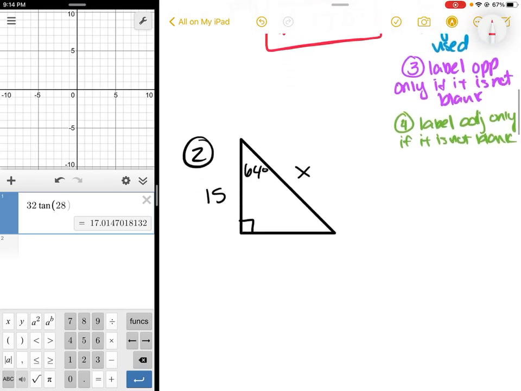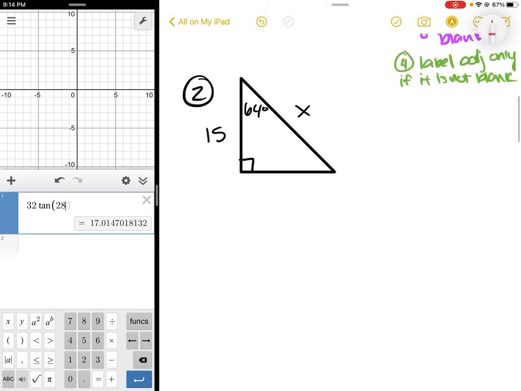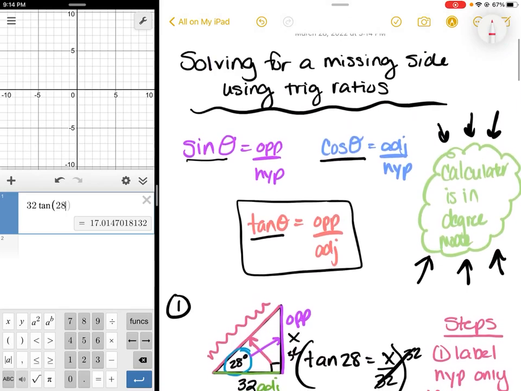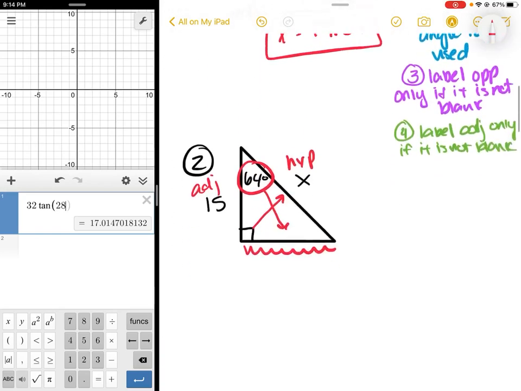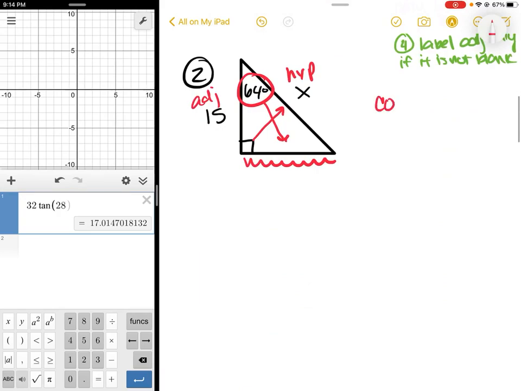Alright, number 2. Step 1, label hypotenuse. Hypotenuse is not blank, so we're going to label it. Circle your angle. Opposite's blank, so we leave it alone. 15 is adjacent. It's the only one left. So adjacent and hypotenuse is going to be your cosine. So we're going to use cosine theta equals adjacent over hypotenuse.